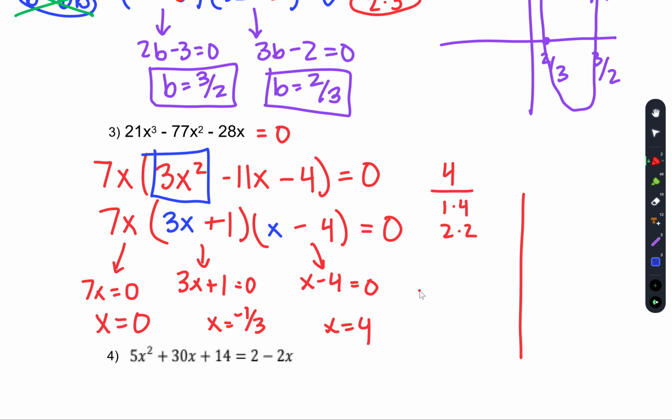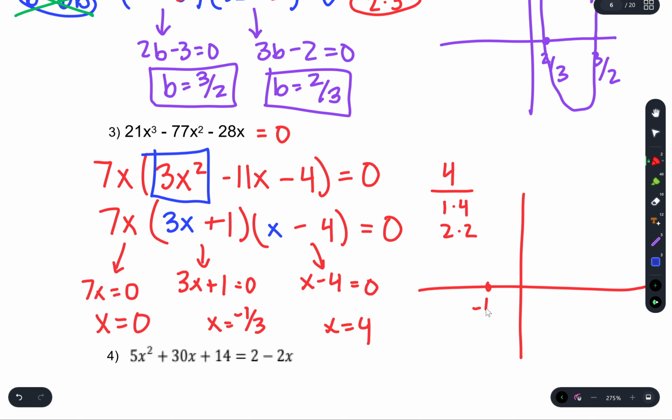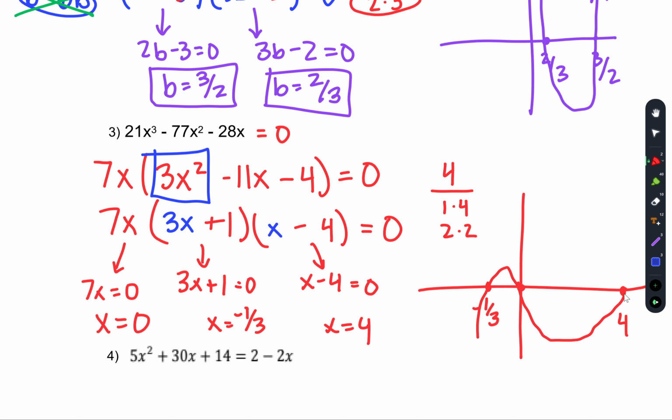I'm going to sketch this. This is not one that you are going to be expected to sketch on a test or a quiz, but it is kind of useful to know. I got negative 1/3, I got 0, and I have 4. This cubic will look like this. Something crazy like that. All right, that's it. Any questions?